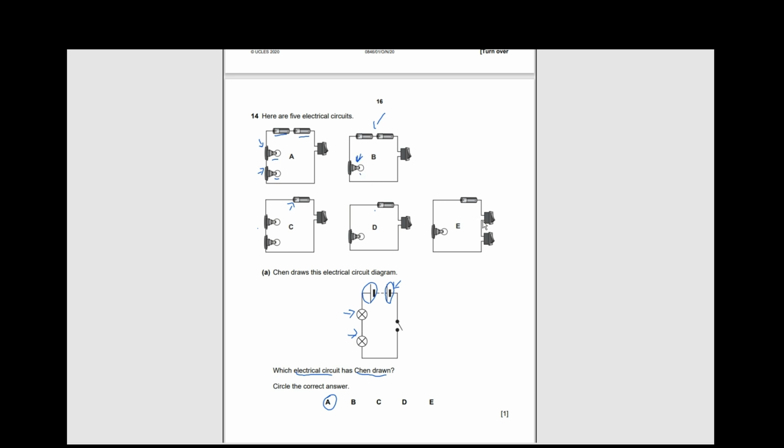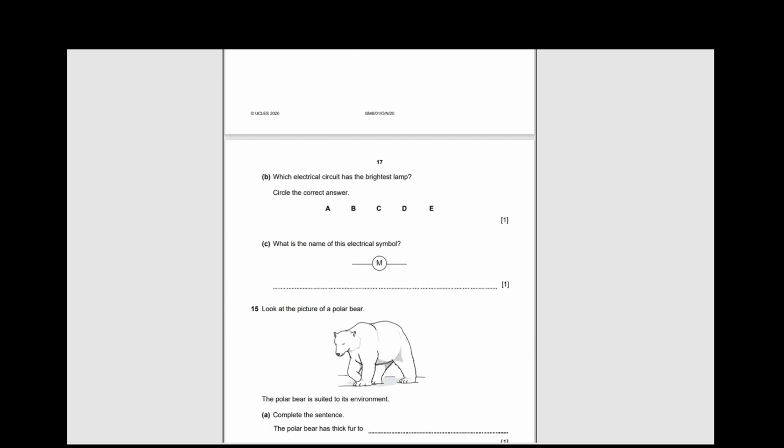E is not possible. There are two switches. And D is incorrect. So B is correct because two cells provide a lot of current and only one light bulb is getting that. So B is the answer. Always look at the circuits properly. What is the name of this electric symbol M? This is motor.